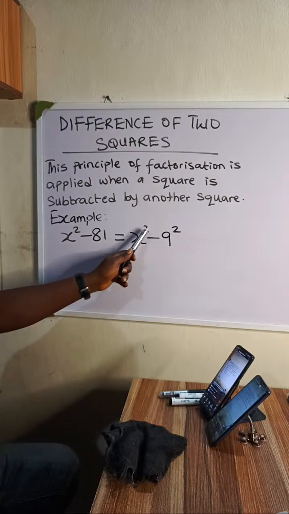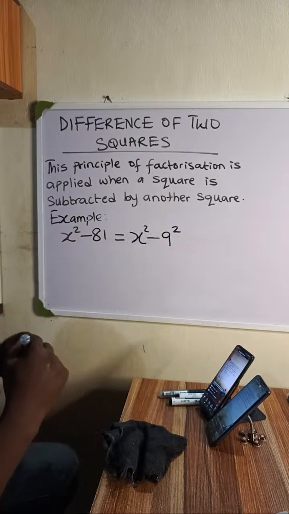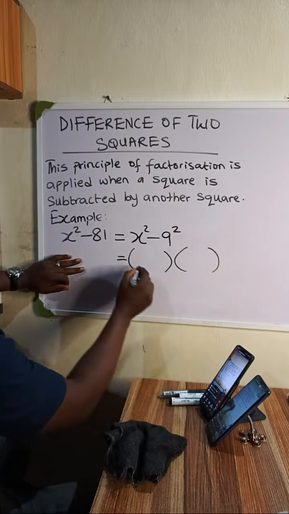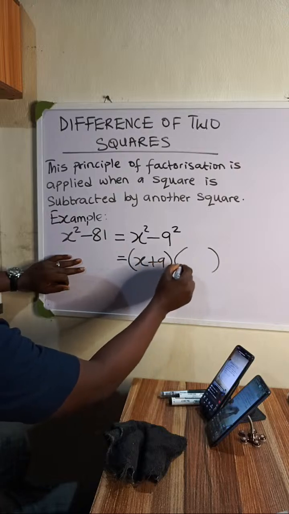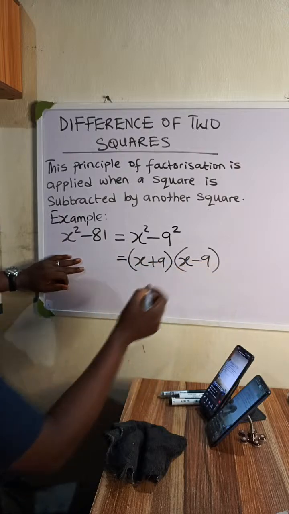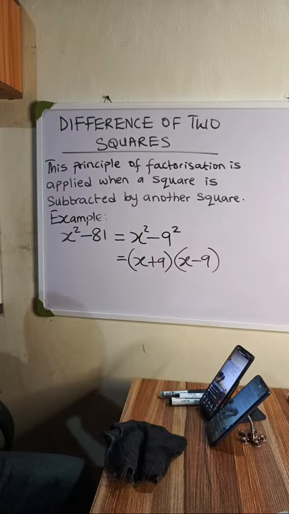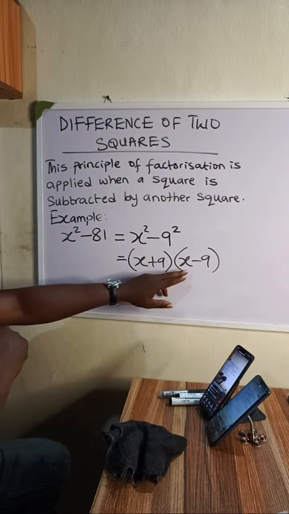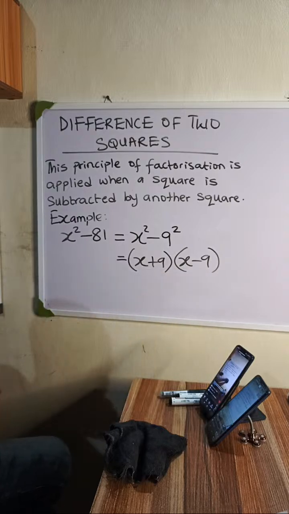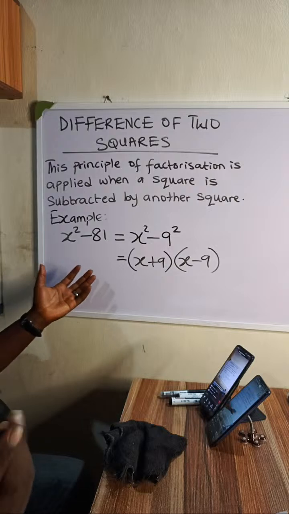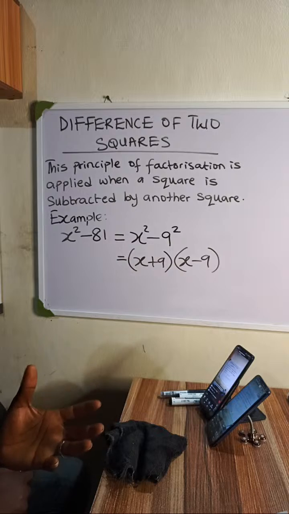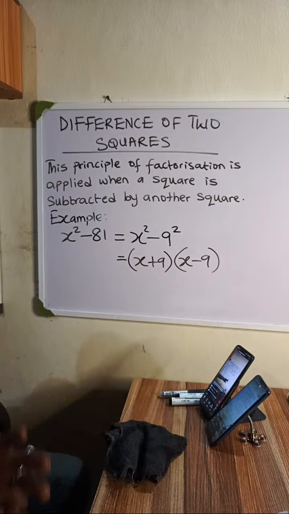Okay, so now we have x squared minus 9 squared. We can easily apply difference of two squares. We open two parentheses. We have x plus 9 and x minus 9. So we have factorized this algebraic expression. It's quite easy to factorize algebraic expressions using difference of two squares.